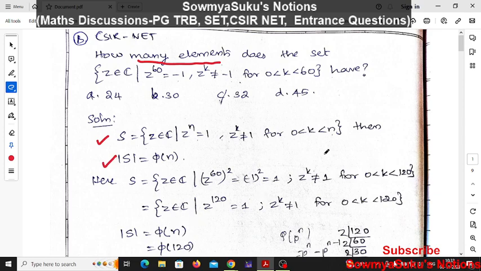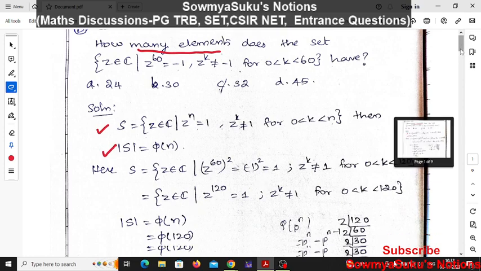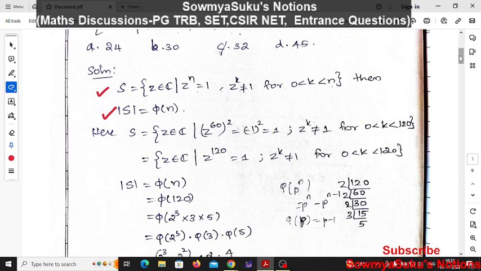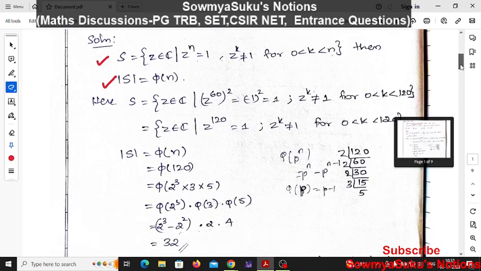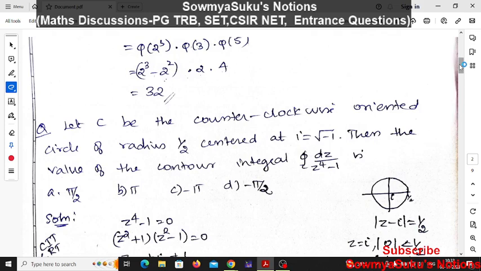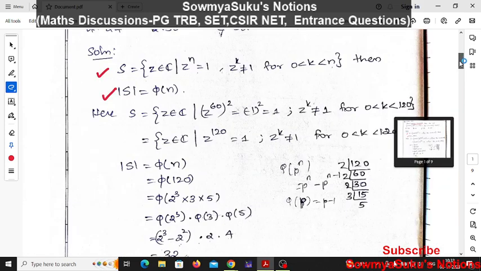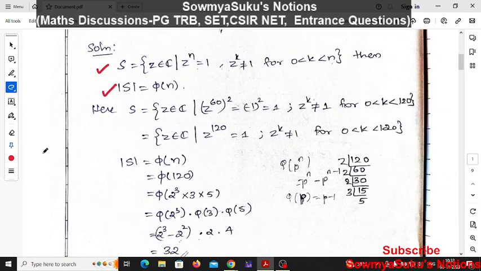So phi of n is phi of 120. We have to find phi of 120. So we know that phi of 120, the Euler totient function, you have to use it. Okay, Euler totient function means phi of n, that is the number of positive integers less than n which are relatively prime to n. That is the Euler totient function.